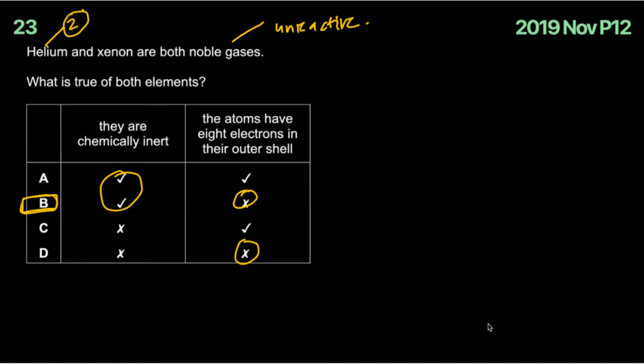It's full, but it's not 8. Remember that. Helium can only have 2. Atomic number of helium is 2. So it's like 2 in the first shell, right? 2 electrons.